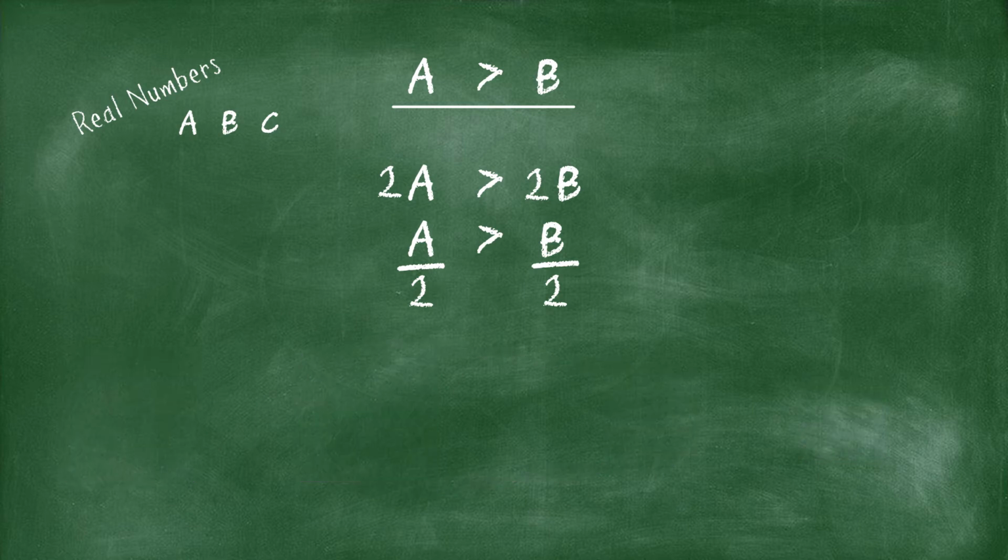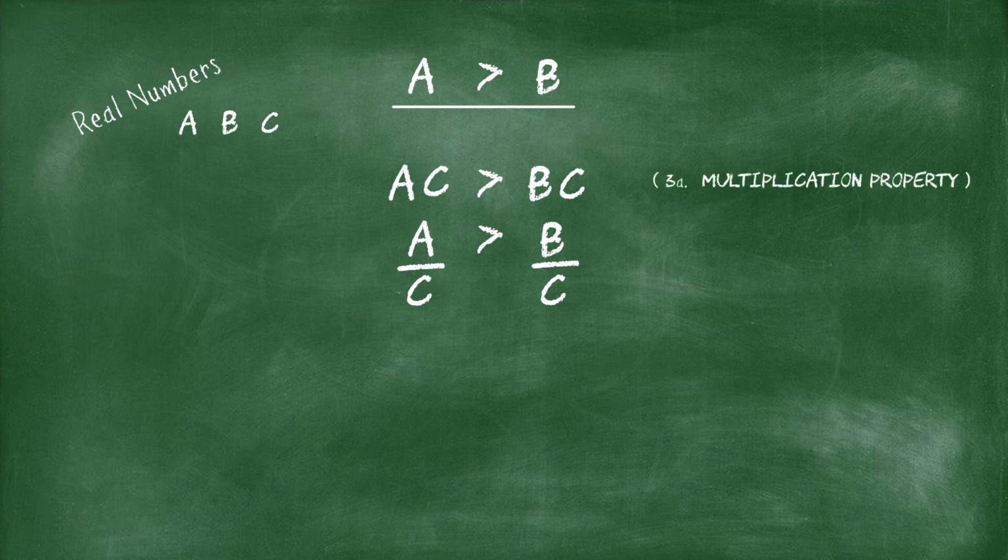Let's substitute 2 by an arbitrary positive number, say C. You can then get to the following property. A times C is greater than B times C. A over C is greater than B over C, where C is a positive number.